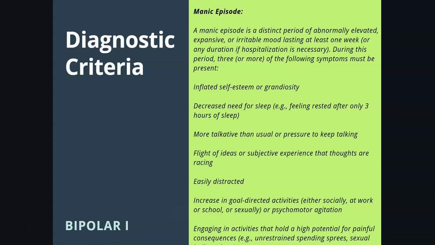They may have a flight of ideas. So of course they're from one thing to the next. Their thoughts are racing, they're easily distracted, they have increase in goal-directed activities, either socially, at work, sometimes they're sexually promiscuous, or they have some kind of psychomotor agitation. Let's try and move this down so you guys can see it.